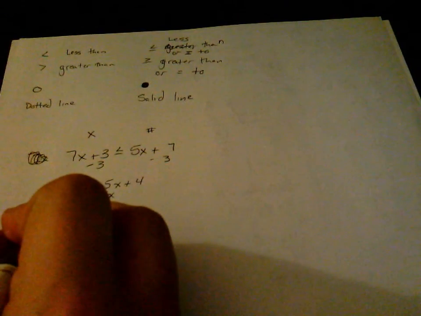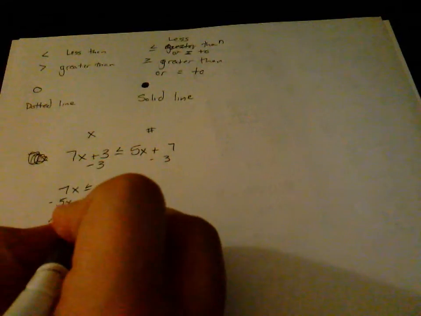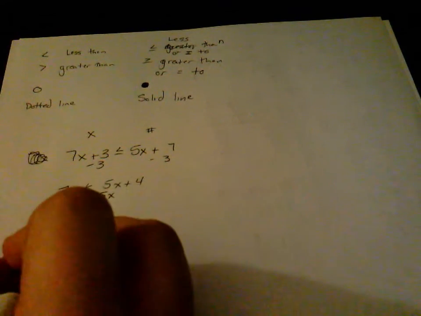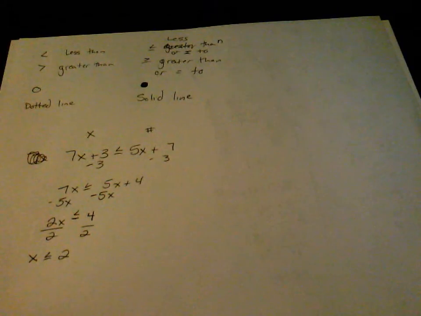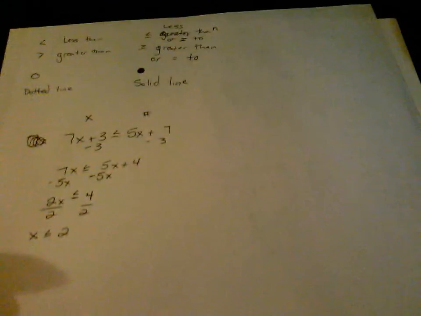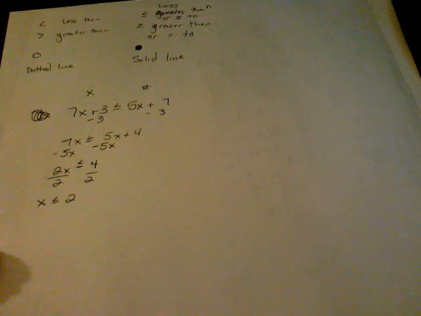And then finally we're going to solve by dividing by 2 on both sides. Okay, so x is less than or equal to 2. This is where the number line comes in. I'm just going to put a 2 here.